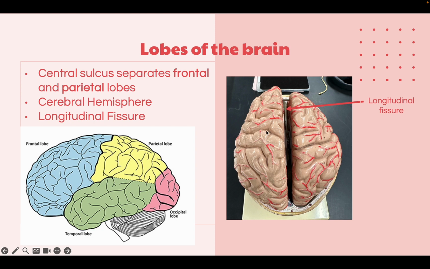Here would be the cerebral hemispheres. We have the left and right cerebral hemispheres. This would be the longitudinal fissure right here. Also, the frontal lobe and the parietal lobe is separated by the central sulcus, so we can see that right here. This would be the central sulcus on the human brain model.